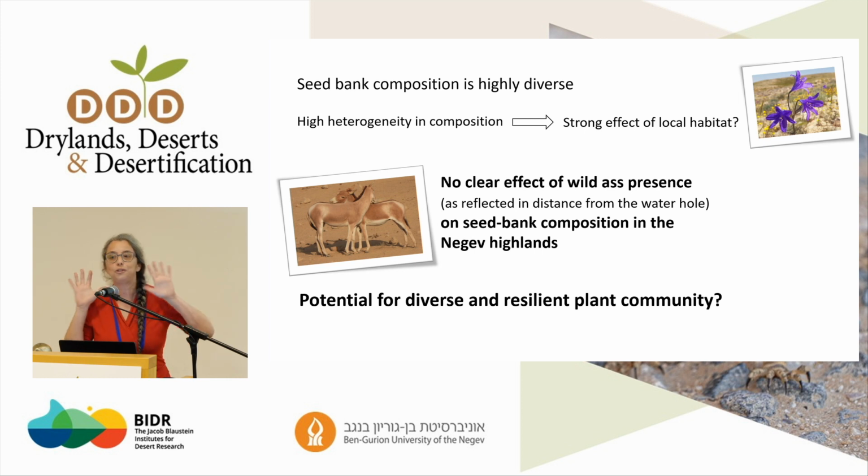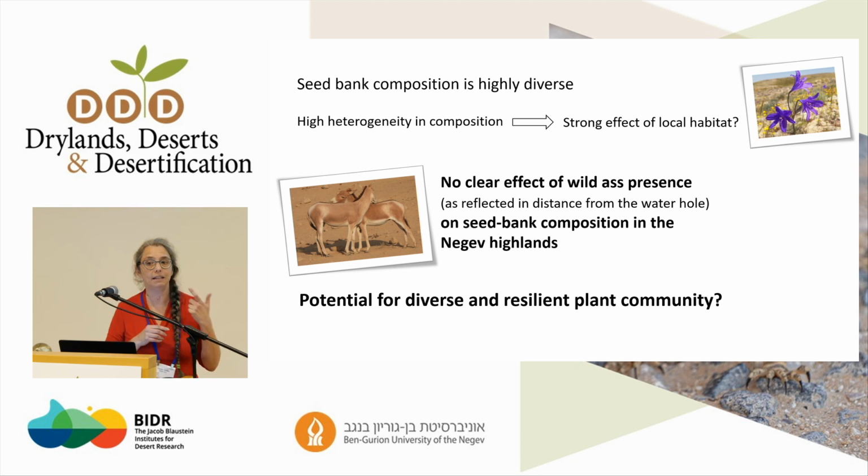Now, I want to say two things about this conclusion. First of all, it may well be that distance from the water hole is not necessarily the most relevant variable to explain the effect of the wild ass. But when we look at the above ground vegetation, we do see a very strong effect of the wild ass, and around the historic water hole there is basically nothing left. So it seems that there is an effect. We are investigating it now, but at least we don't see it yet in the potential seed bank. This is the first thing.